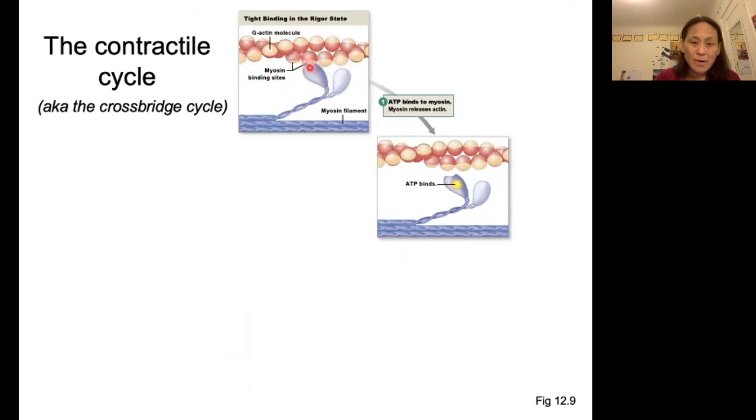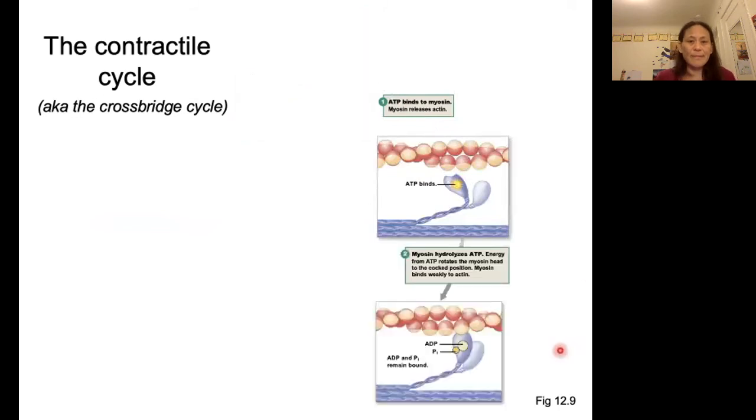So we have that tight bond between the myosin and the actin. And then if there's ATP around, which there usually is, then that's going to allow us to go through the cycle again. Okay.